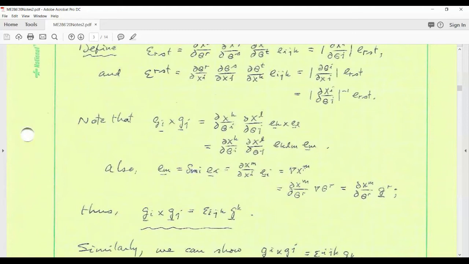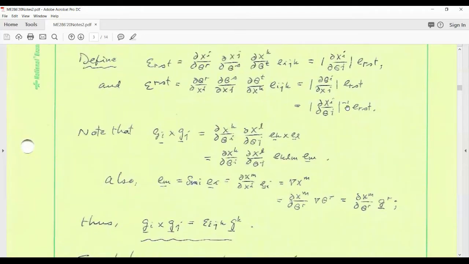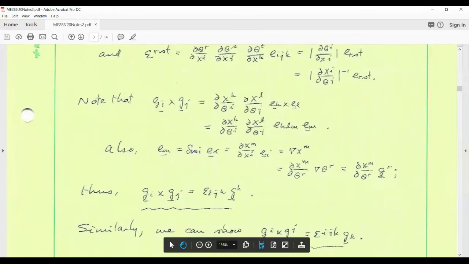Using the chain rule, I can write that gradient this way in terms of the gradient of the curvilinear coordinates, sum on r. So that's dx_m d theta_r. Now this is g super r. So put that here and use the definition of the subscripted epsilon that we just had, and you will find that g_i cross g_j is epsilon sub ijk, g super k. So again, a diagonal sum on k.